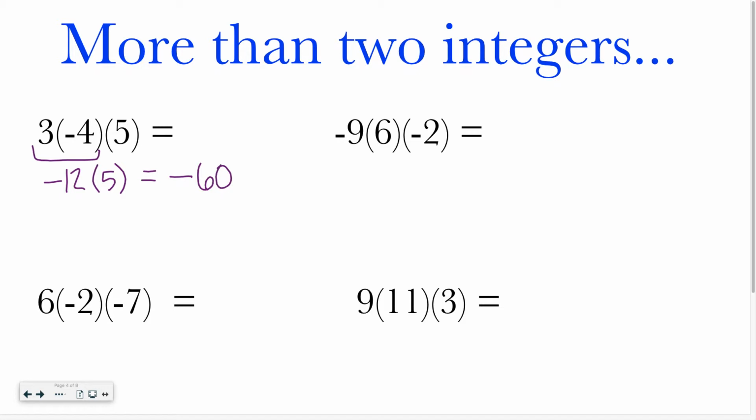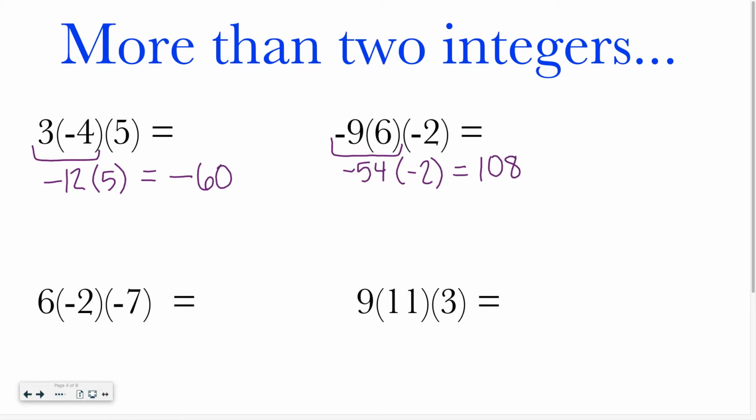Okay, this next one, I have a negative 9 times 6. So a negative 9 times a positive 6 gives me a negative. And 9 times 6 is 54. And then I'm multiplying negative 54 times negative 2. So I have 2 negatives. They're both the same sign. That means my answer is going to be positive, and 54 times 2 is 108.